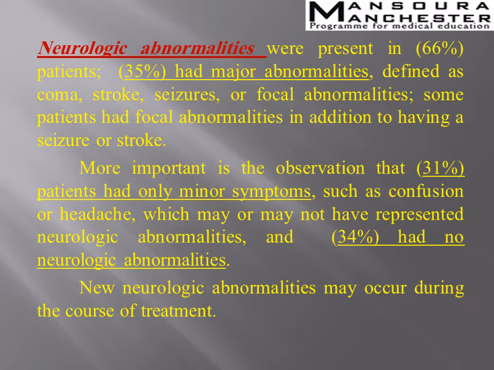Neurological abnormalities were present in 66% of patients. 35% of patients have major abnormalities in the form of coma, stroke, seizure, or focal abnormalities. 31% of patients had only minor symptoms such as confusion or headache, which may or may not have represented the neurological abnormalities. And 34% of patients had no neurological abnormalities. New neurological manifestations may occur during the course of treatment.